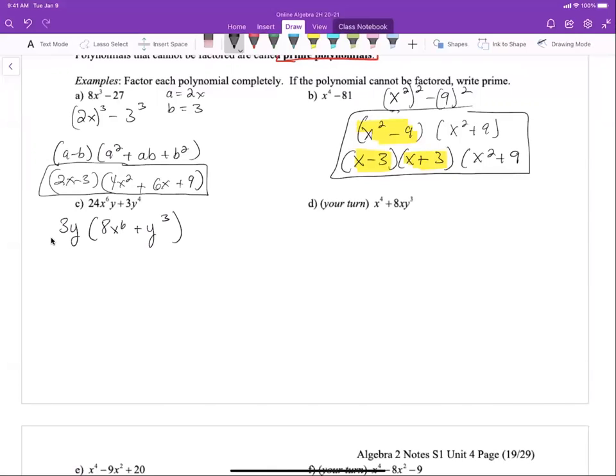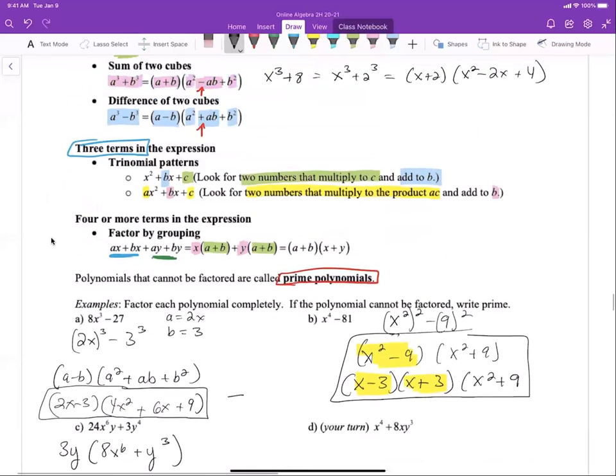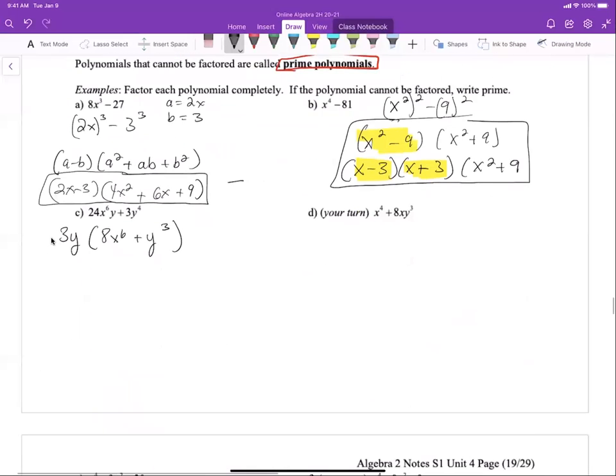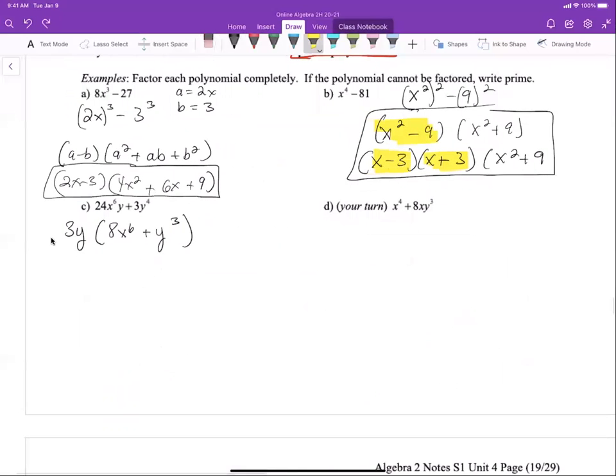I'm going to mention it now. When you have a difference of cubes or a sum of 2 cubes, once you factor it, this term that you get does not factor. Don't sit there and try to figure out what multiplies to 9 and adds to 6. It will not factor. Okay, back to where we were on C.